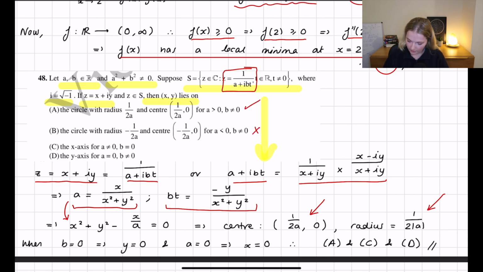B obviously isn't correct, and then it says for A not equal to 0 and B equal to 0 for C. If we look at when B equals 0, we have Y equals 0, which means XY does lie on the x-axis, so this is true. And if you do the same for A equals 0, you get X equals 0, so this is also true. So you end up with A, C and D. Okay, cool. Again, really quite a simple question, but really nice. Yeah, I really liked it.